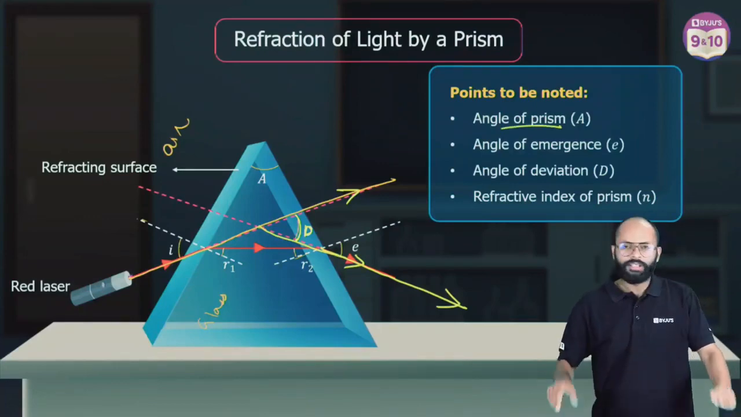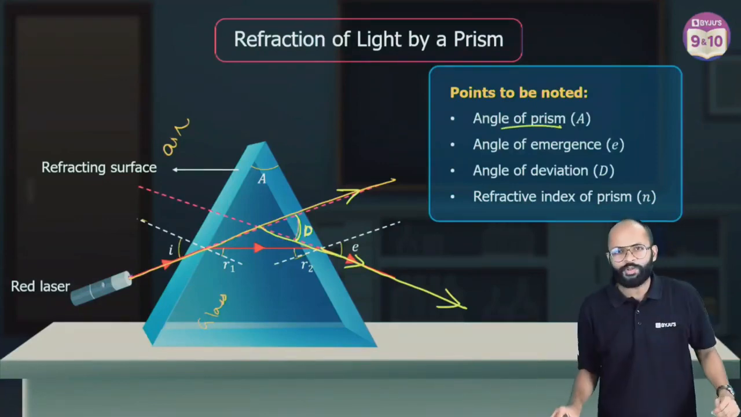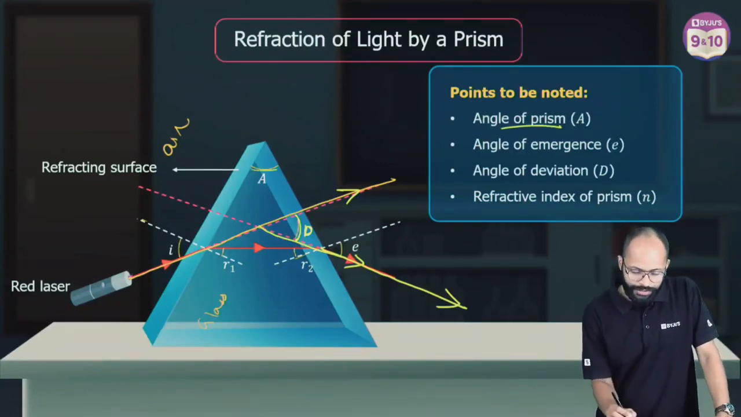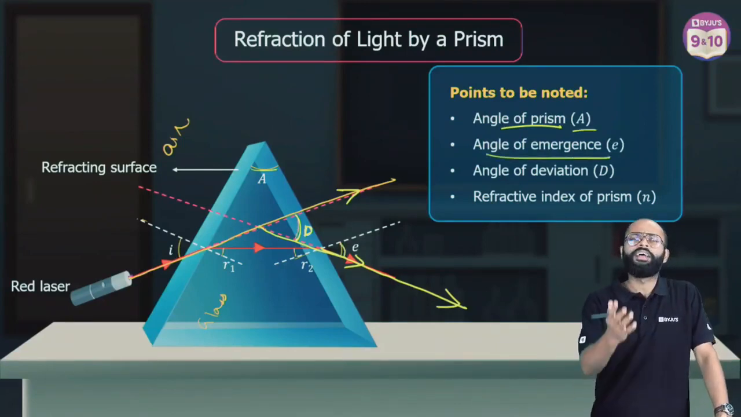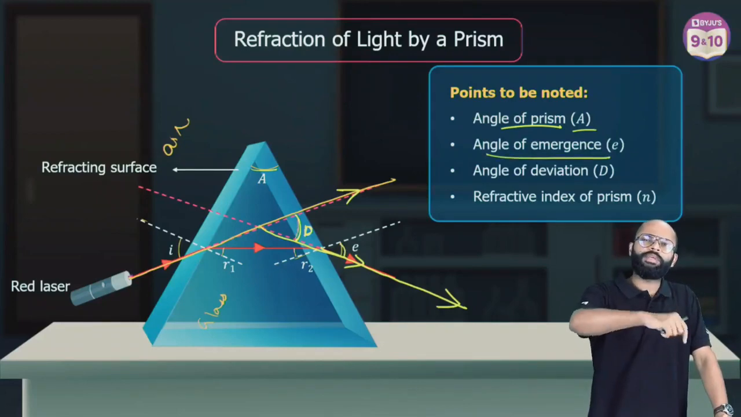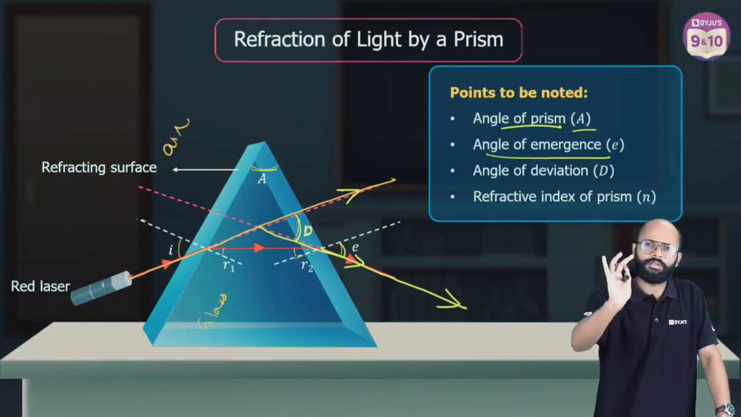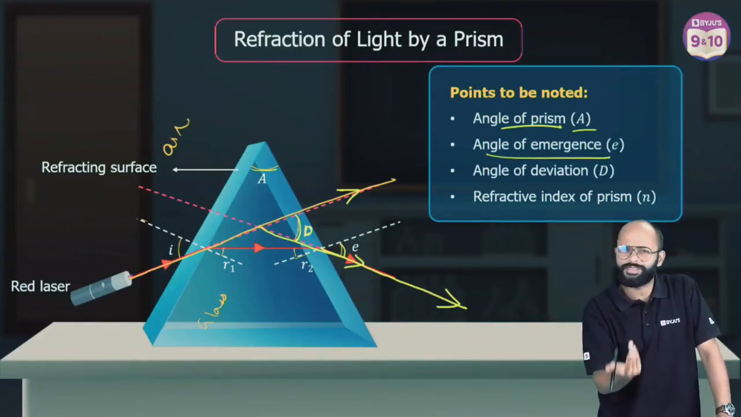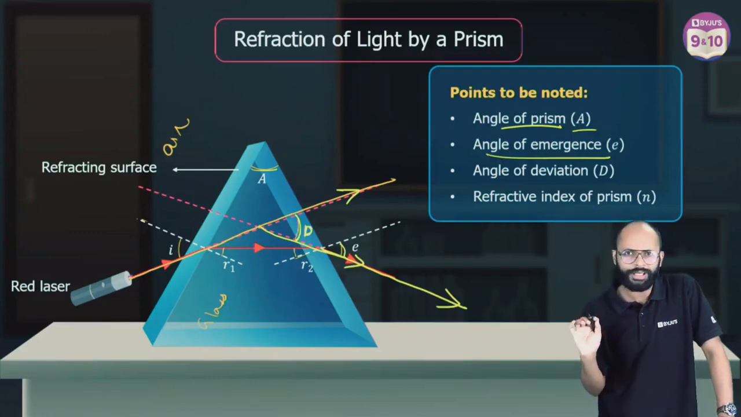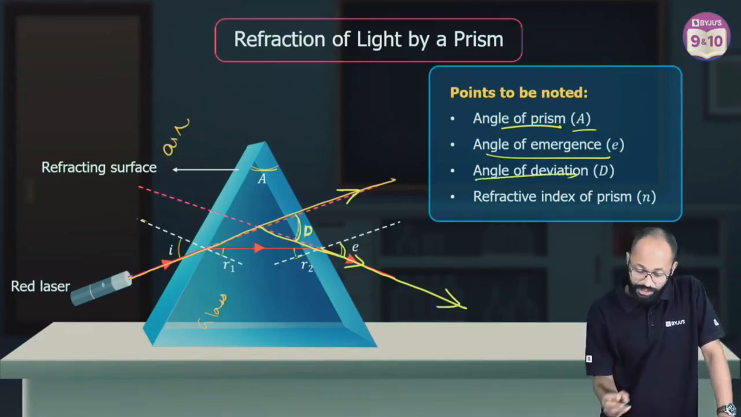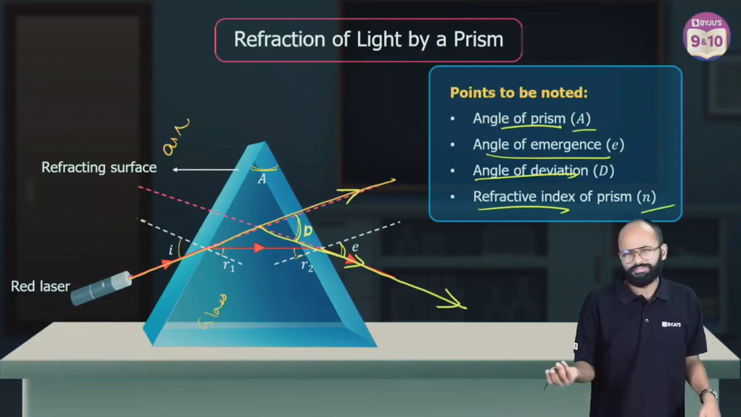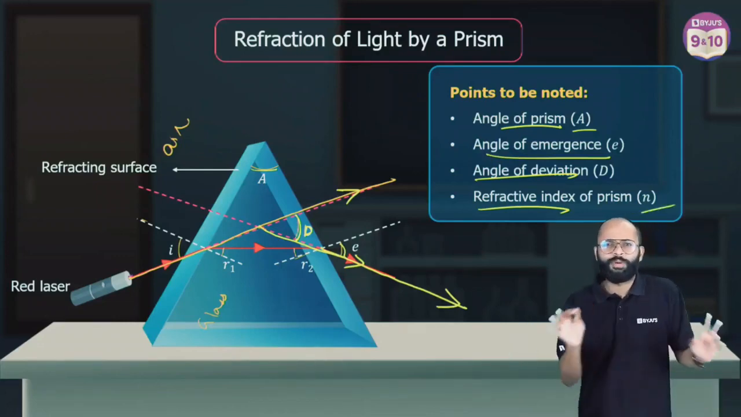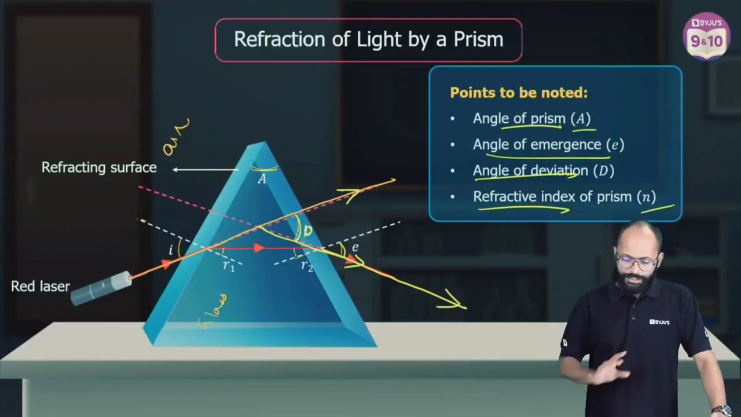Now let's listen to the basic terms. Angle of prism: the angle between the two apexes is called the angle of prism. Angle of emergence, we all know, is the angle wherever the light ray finally comes out. It was the same in refraction through a glass slab. The angle of deviation I just told you, and the refractive index of the prism is n, and if it's glass, you would know it's 1.5, right? Okay, very good. This is clear?